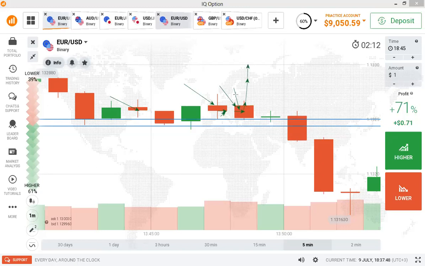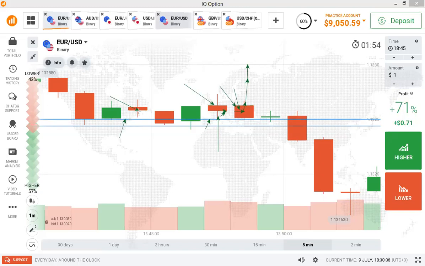Surely the buyers will enter. The reason is that this candle already got rejection from this line. So the buyers will enter. Look at this one. This one got rejection, but the candle didn't touch this line. If you look closely, it didn't touch this line.